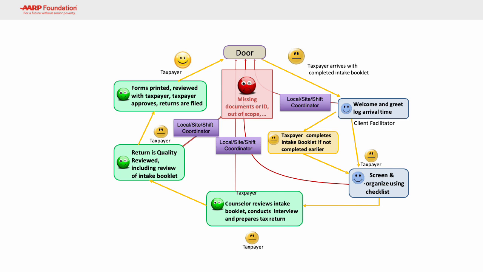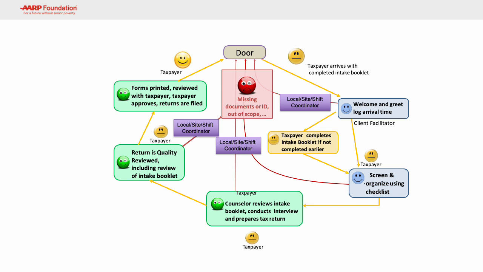So the tax counselor reviews the intake booklet and interviews the taxpayer prior to starting the return, to ensure all the necessary documentation is available and to make sure there are no scope issues prior to starting the return. Now, if there is a scope issue, we want to resolve the issue as soon as possible, potentially saving both the taxpayer and our volunteers valuable time.